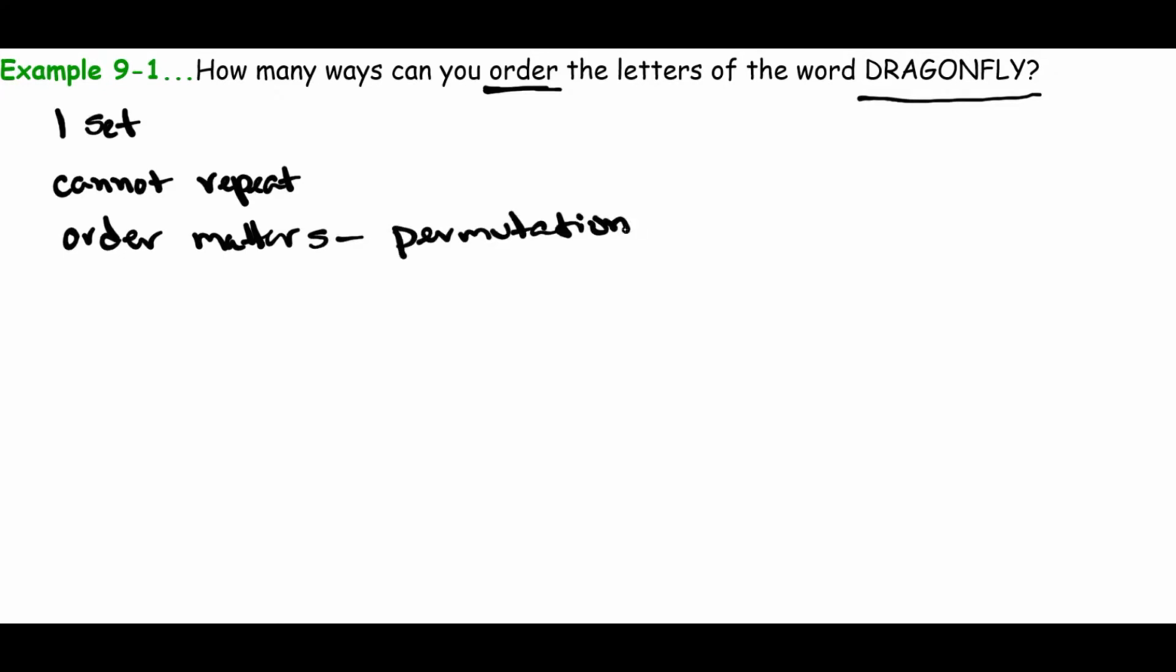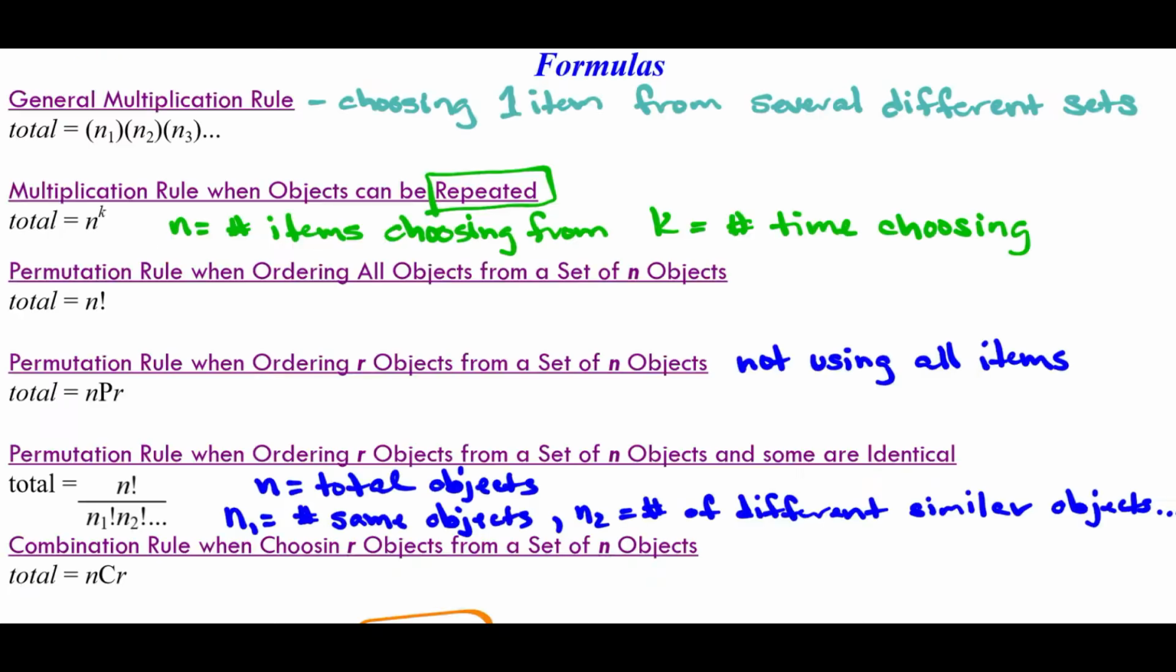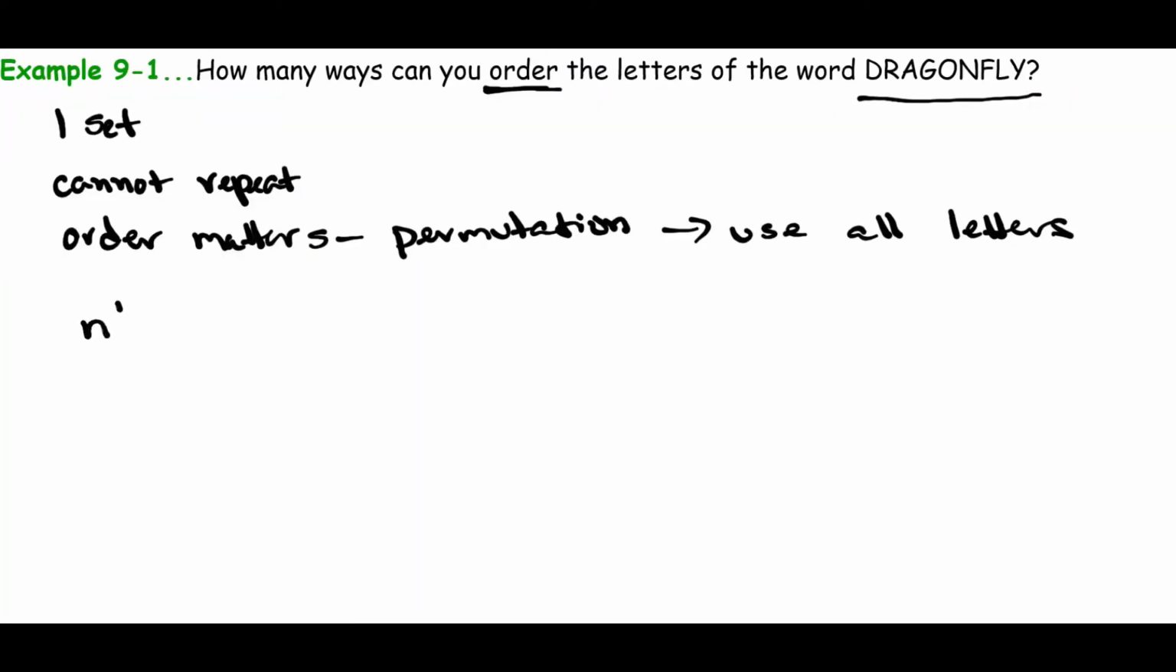When I'm doing a permutation, we have to say, am I using all of the letters in this group or am I only choosing some of them? This question asks how many ways I can order the letters of the word dragonfly, so I'm going to use all of them. So I'm going to come back here. I'm doing a permutation and I'm using all of my objects, so it's just n factorial.